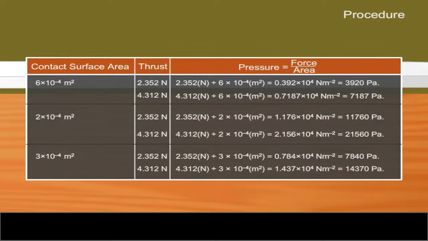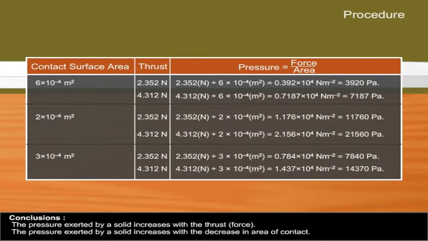4.312 newton. 4.312 newton divided by 3 into 10 raised to the power minus 4 meter square is equal to 1.437 into 10 raised to the power 4 newton per meter square, which is equal to 14370 pascal. Conclusions. The pressure exerted by a solid increases with the thrust or force.